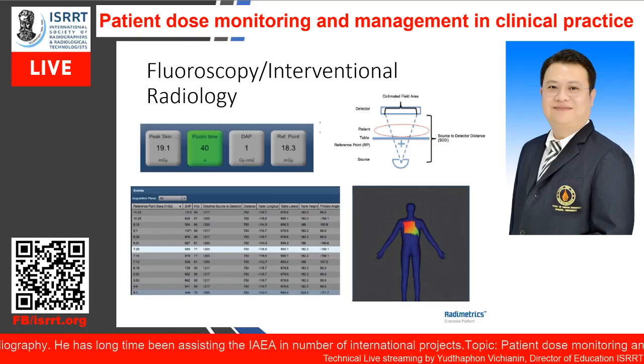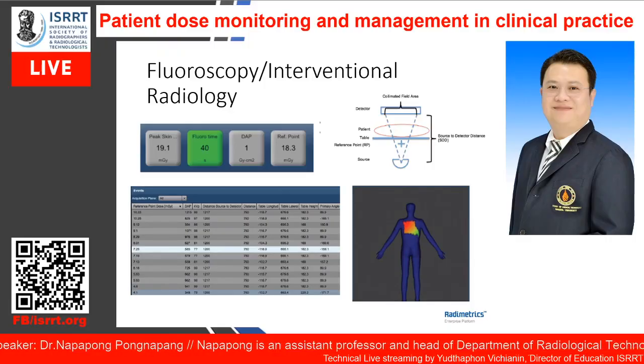And switching to fluoroscopy and interventional radiology, there are different things that we look at. In imaging, we focus on the stochastic effect, right? The cancer risk. But in fluoroscopy and interventional radiology, we also focus on the deterministic effect, which is the skin reaction. When you use this dose monitoring software, what you can get includes peak skin dose, fluoroscopic time, DAP, dose area product, and reference point dose. I'm not going to go through all the details because we would need 1 hour to do that.